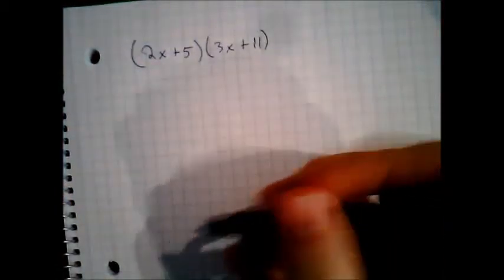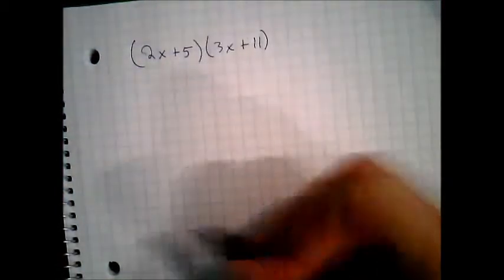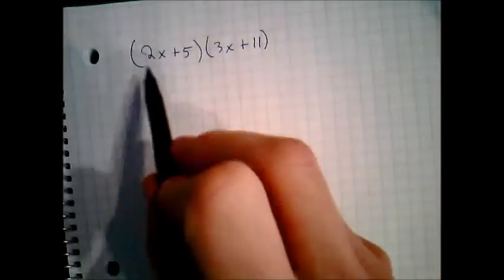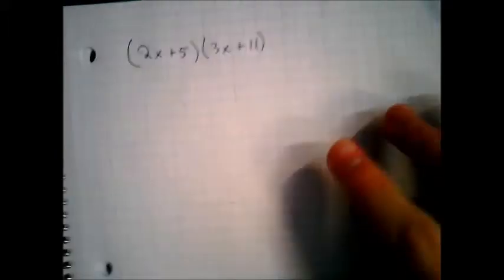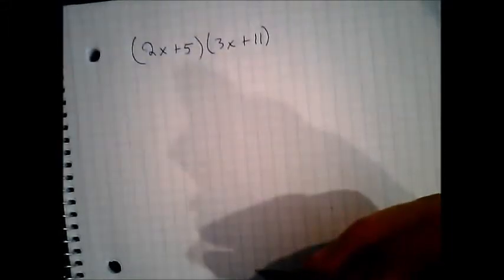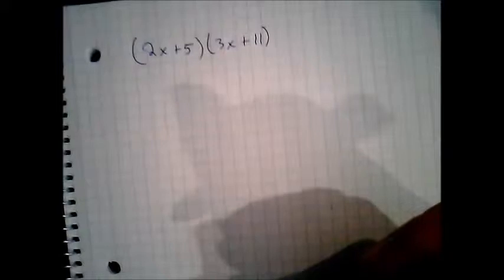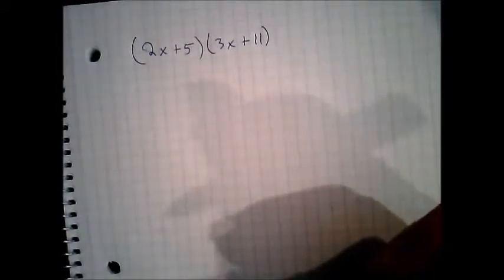Now when we first learned how to do this, we built this up with tiles. This was our length, 2x plus 5. So we built 2x plus 5 going across and 3x plus 11 going up. And we figured out what tiles fill those slots. Well, we want to look at how we can multiply this without really thinking in terms of tiles. Now, this is very similar to the distributive property.